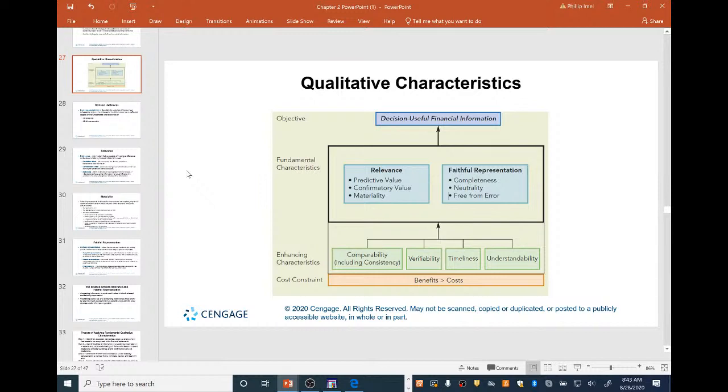So in terms of financial statements, if we want to be faithful about what we're presenting, we want to have a complete picture drawn, right? We don't want to omit stuff that could be material. So we want to make sure that we're providing a complete picture for the external user. So completeness is going to be one of the components of faithful representation.